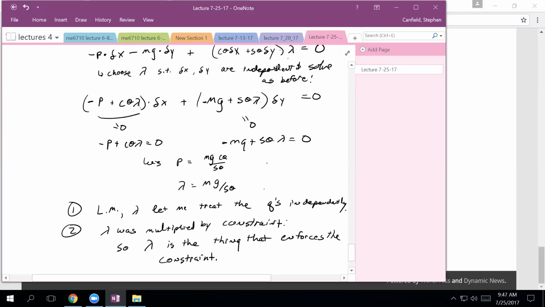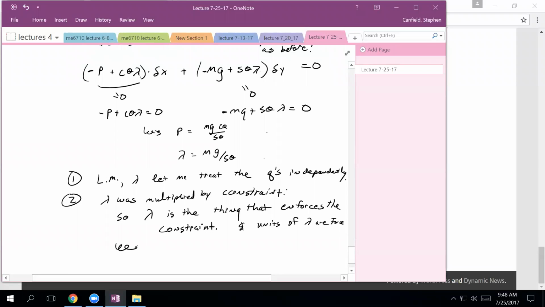Well, if you look at the units, not the coordinates, the units of lambda, what do they have to be? Over here, I get a delta x, that's a variation in x, so it's a displacement. I get a cos theta, sine theta. Those are unitless. And then I get P, mg. What are those? Those are newtons, forces. So the units of lambda are going to be forces.